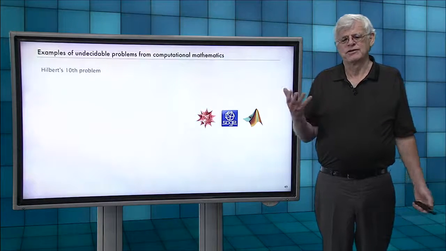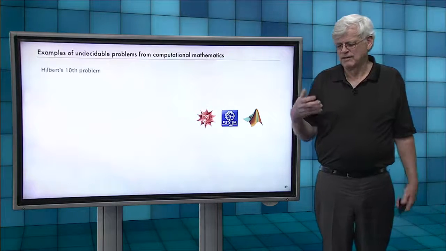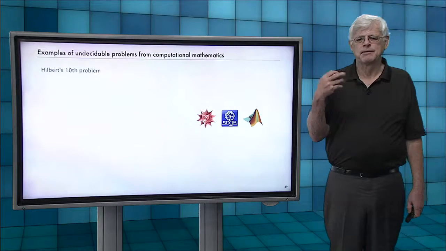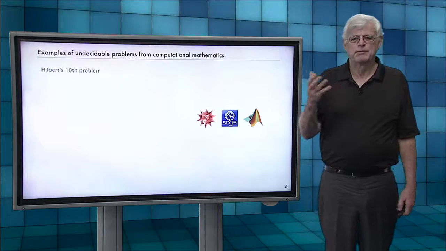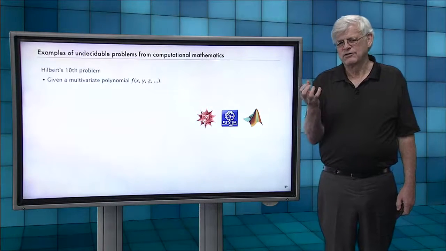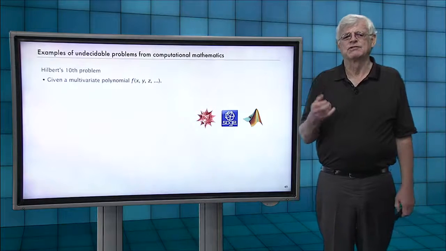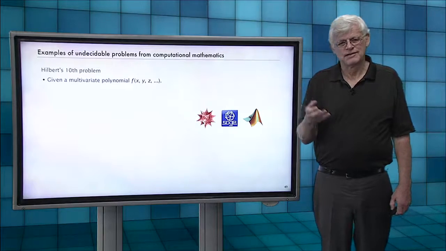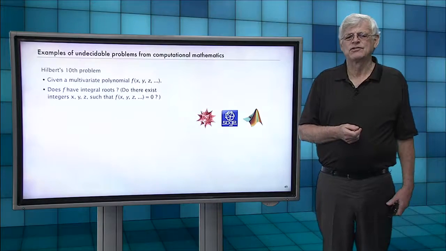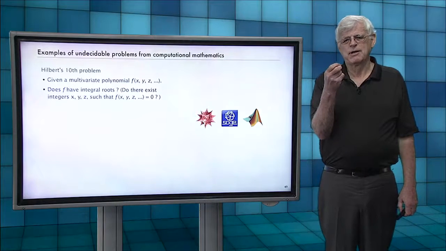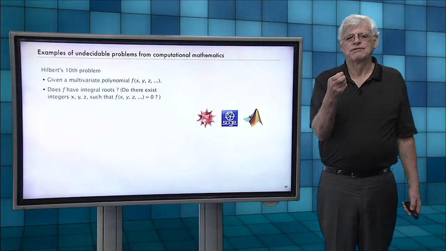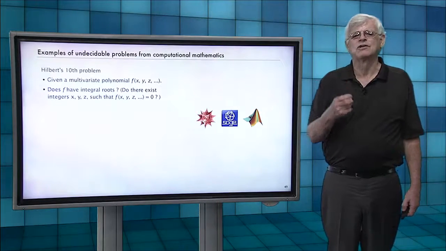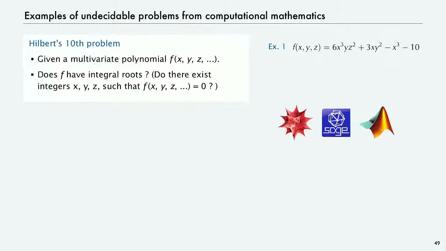Computational mathematics is a fine area of important application. And nowadays, people use systems like Mathematica and Sage and MATLAB and other systems. And that's functions that manipulate functions. So there's a famous one known as Hilbert's 10th problem, given again around 1900. Hilbert asked, given a multivariate polynomial, does it have integral roots? That is, are there integers such that evaluating the polynomial at those integers is equal to 0? So here's an example.